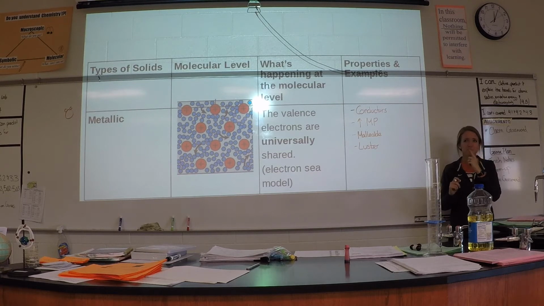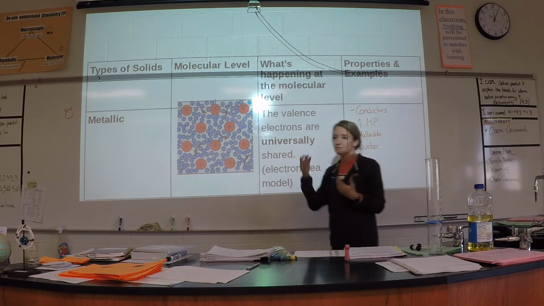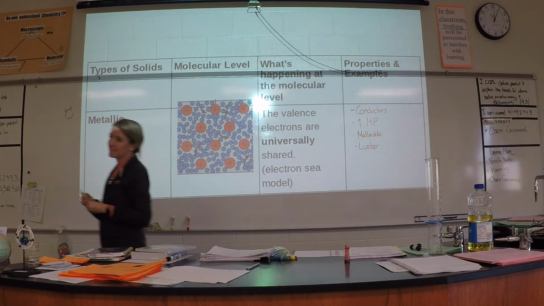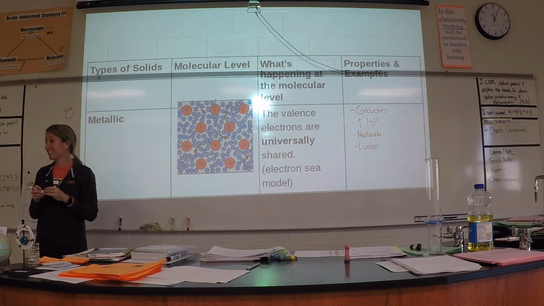Another property of metals? Why does it shine? Any thoughts of why it shines? It's because the electrons create like a ceiling that bounces the light. Yeah, because it can reflect, because the shininess is due to light being reflected. And once again, those charges can reflect the light.